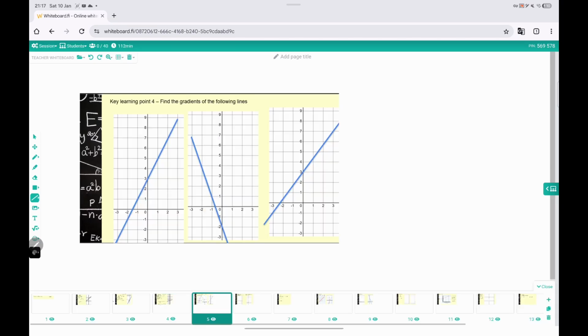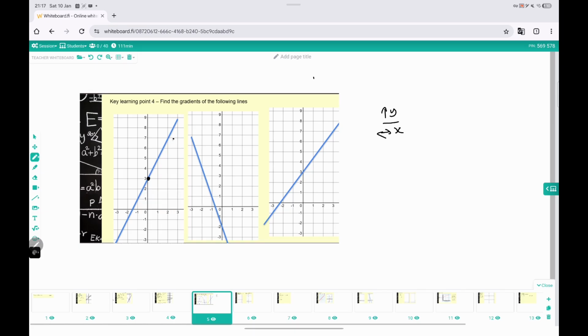Okay, right, key learning point number 4: we need to find the gradient of all of the following lines. So the rule for the gradient is the change in y divided by the change in x between any 2 points will give you the gradient of the whole line, because of course any 2 points are on that line. So I'm going to pick 2 points that are as close together as possible sometimes, but for now let's just start with these 2 at random.